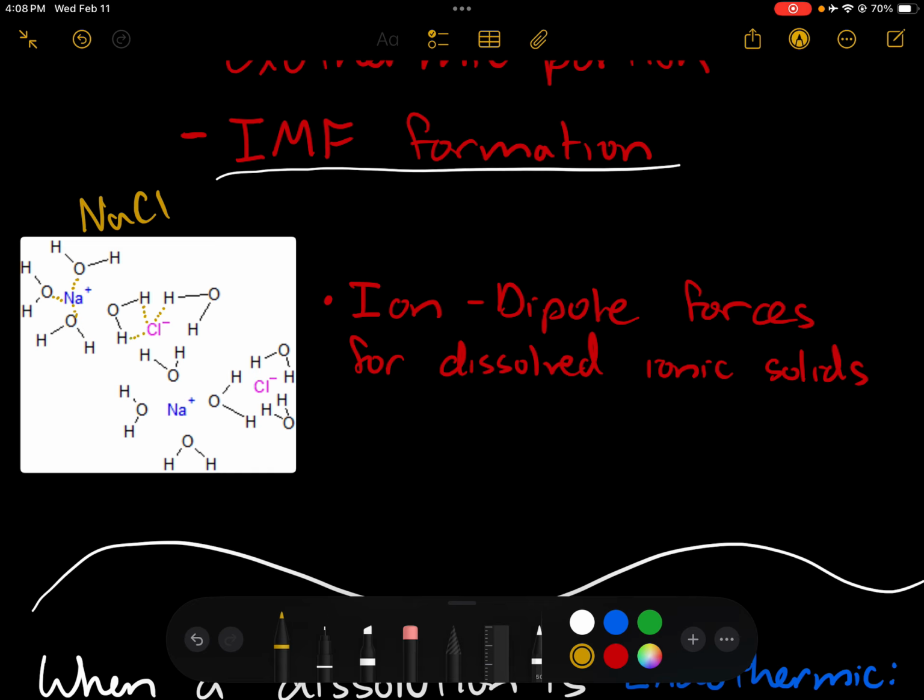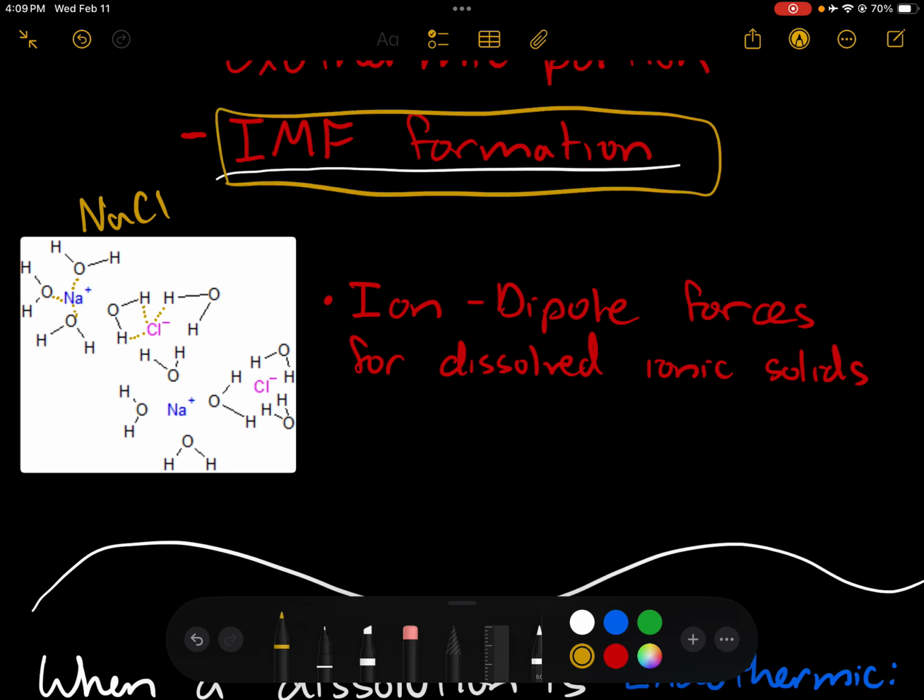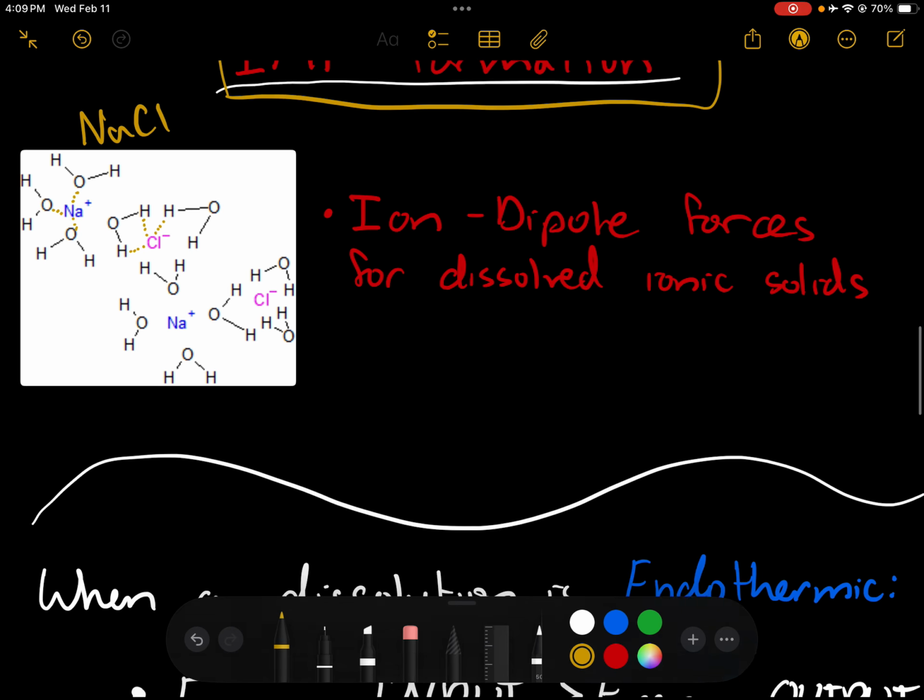And again, if we're not talking about an ionic substance, if we're talking about a covalent substance interacting with water, that IMF will not be an ion-dipole force, because sugar dissolving in water, well, sugar's not an ion. So then that might be a dipole-dipole force or a hydrogen bond, but some form of IMF between the dissolved substance and water will take place.